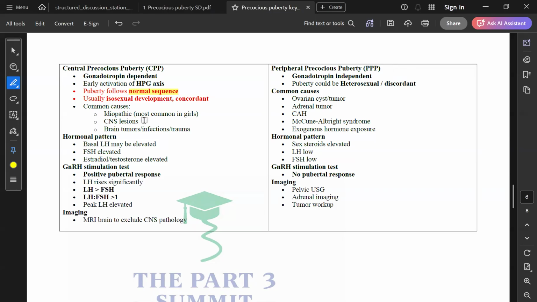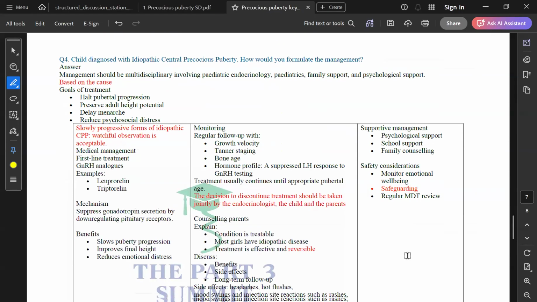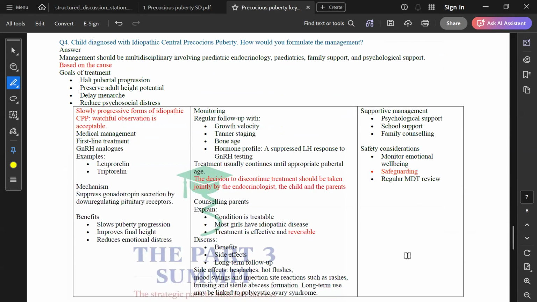And usually the common causes for central are, like how we discussed previously, idiopathic, CNS lesions and brain tumors, and the hormonal pattern, just how we discussed, LH is going to be predominant, right? And in peripheral precocious puberty, based upon the presentation, you would be arranging for specific investigation workup, which will help you diagnose the reason. Okay. But this question was mainly about the investigation and how you will differentiate it. So the previous answer was sufficient.